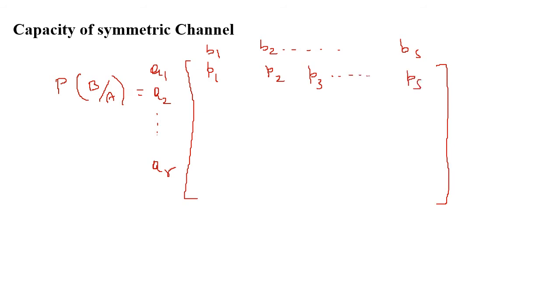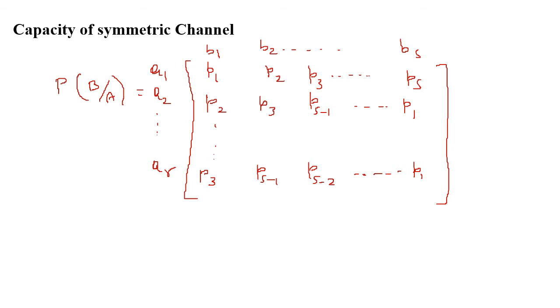The next row is going to have the same probabilities in a different order. So you might have P2, P3, some element PS minus 1, and the last element might be P1. Similarly, you continue with all the probability values. In the last row you might have P3, PS minus 1, PS minus 2, and so on up to P1. So you have the elements P1 to PS in the channel matrix in different orders.